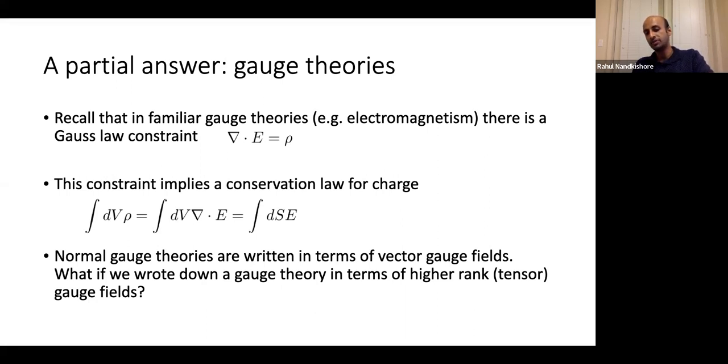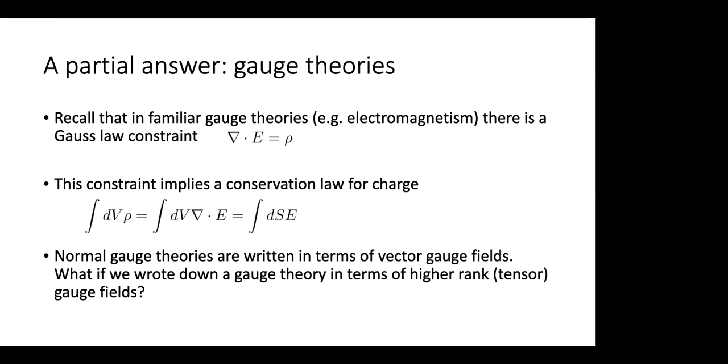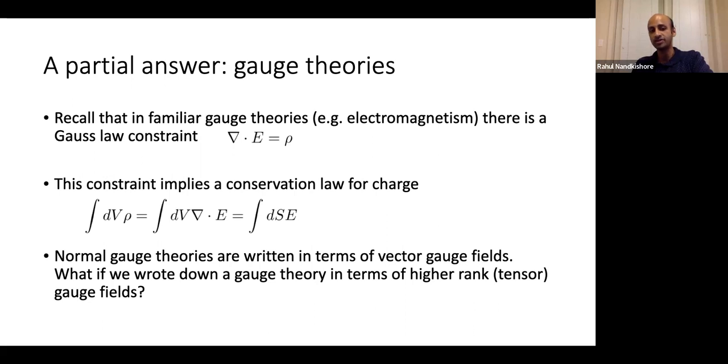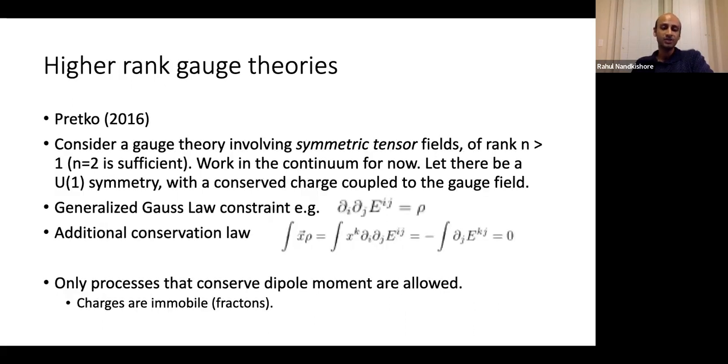We know this very well. Normal gauge theories are written in terms of vector gauge fields. What if instead we wrote down a gauge theory in terms of higher rank tensor gauge fields? But I want to emphasize that these will be gauge theories of symmetric tensors. So this is not higher forms, which would be anti-symmetric tensors. Instead, this is symmetric tensor gauge theories. So let's say we consider gauge theory involving symmetric tensor fields. Rank 2 is sufficient. We'll work in the continuum, although implicitly there's still a regularizing lattice. And let's say it's a U(1) gauge theory for maximum simplicity.